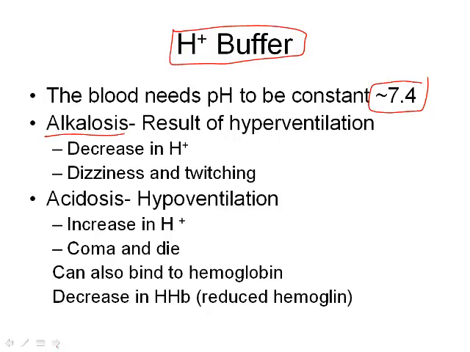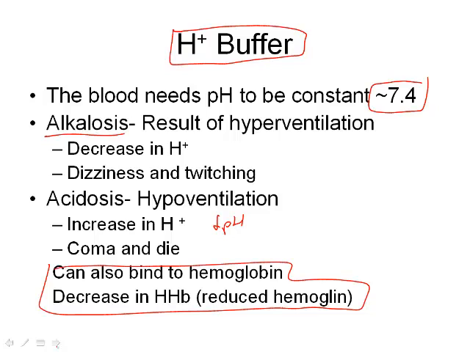Alternatively, if you have acidosis, this is a result of hypoventilation. Okay, and this is an increase in the H plus, which means a decrease in our pH. And these ones are a little more severe because you can go into a coma and die. And then a way to kind of remedy this and make sure that it stays intact is that hemoglobin can also bind to H plus, and then we call that HHb. Okay, so a decrease in H plus once it binds. Okay, so it can regulate the pH a little bit better.